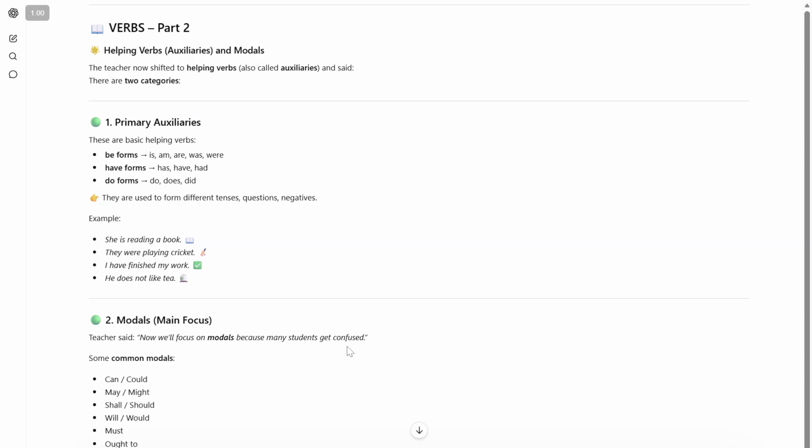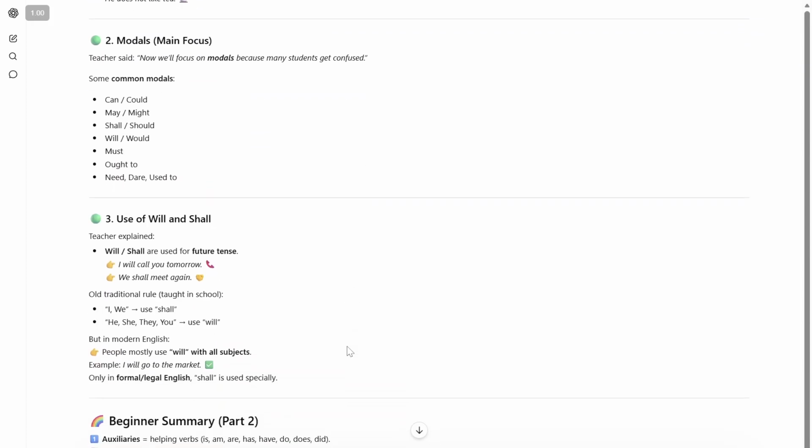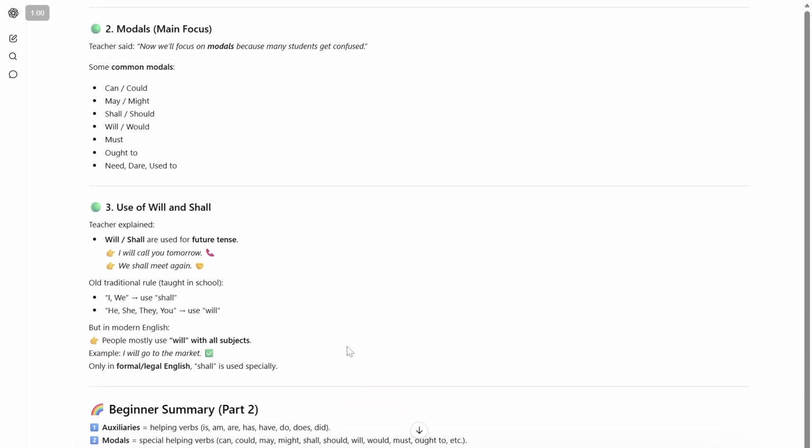Example: she is reading a book. They were playing cricket. I have finished my work. He does not like tea. Modals, the main focus. The teacher said, now we'll focus on modals because many students get confused. Some common modals: can, could, may, might, shall, should, will, would, must, ought to, need, dare, used to.